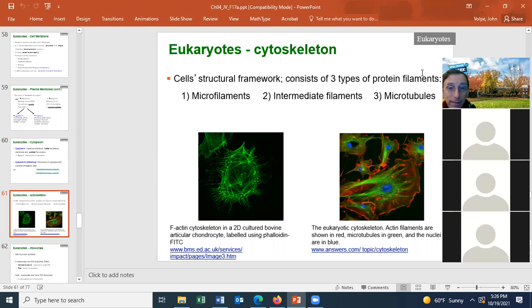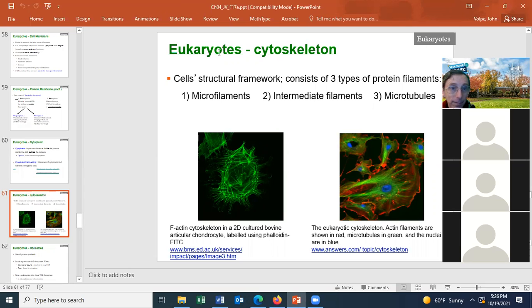Eukaryotes have a very extensive cytoskeleton. It's much more extensive than the cytoskeleton of prokaryotes. The cytoskeleton is a structural framework consisting of proteins running throughout a cell, and it makes the backbone of the cell. In eukaryotes, there are three types of protein filaments: microfilaments, intermediate filaments, and microtubules.